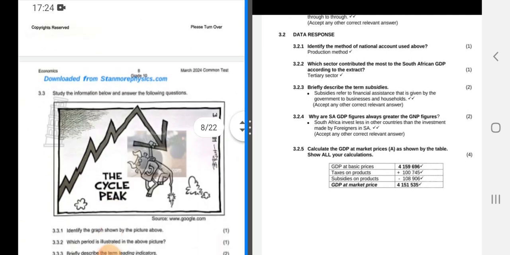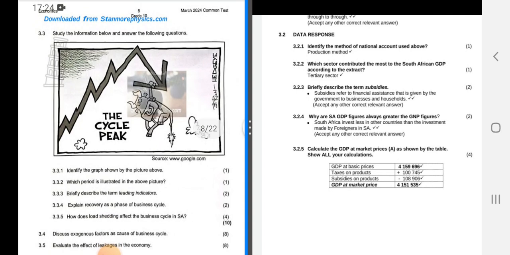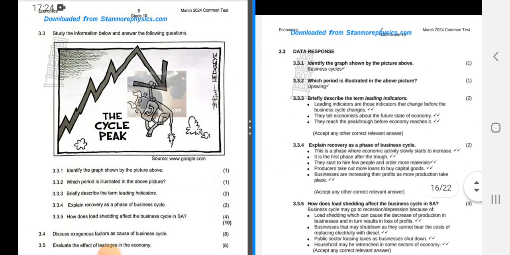And then 3.3, study the information below and answer the questions that follow. So it's a data response. You can be given a picture in economics and you have to answer based on that picture. Okay, the cycle peak. Identify the graph shown by the picture below. It is a business cycle because of those waves. Which period is illustrated in the picture above? An upswing because it's going up.